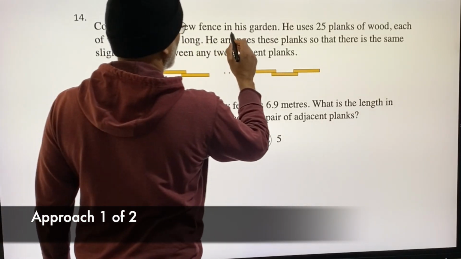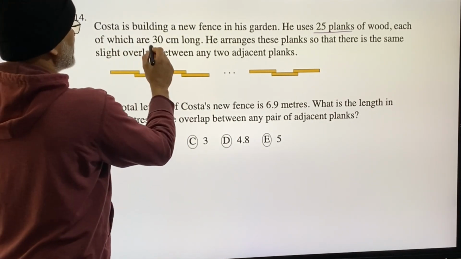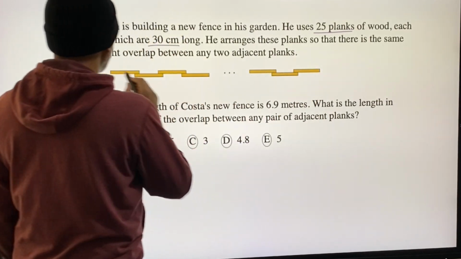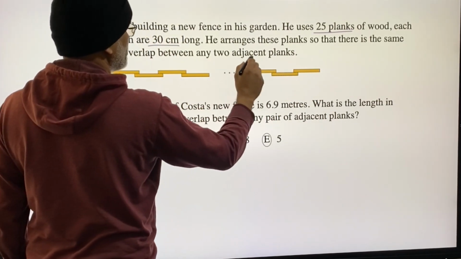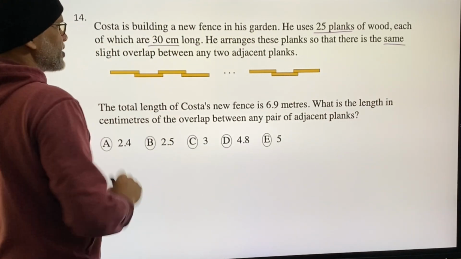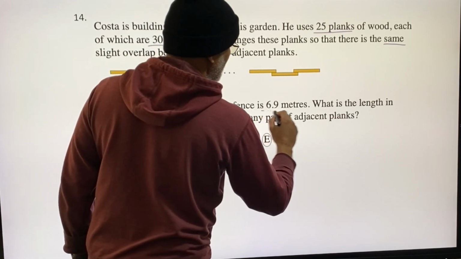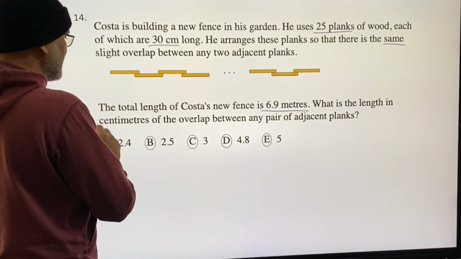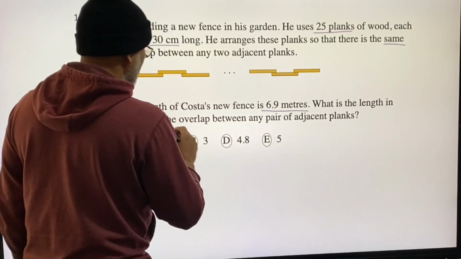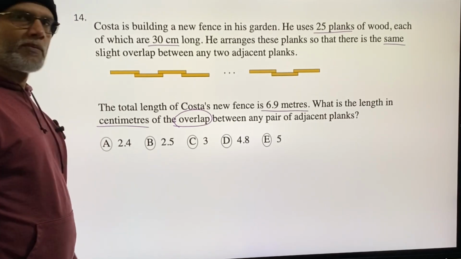Costa is building a new fence in his garden. He uses 25 planks of wood, each of which are 30 centimeters long. He arranges these planks so that there is the same slight overlap between any 2 adjacent planks. Okay, so the overlap is same between any adjacent planks. The total length of Costa's new fence is 6.9 meters. What is the length in centimeters of the overlap between any pair of adjacent planks? So we need to find the length of overlap in centimeters.